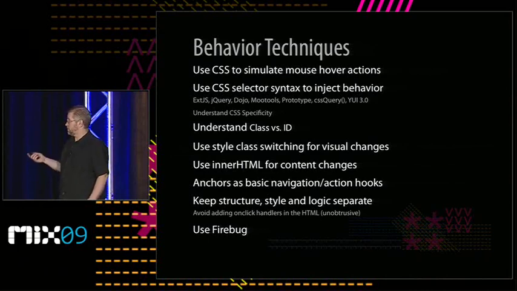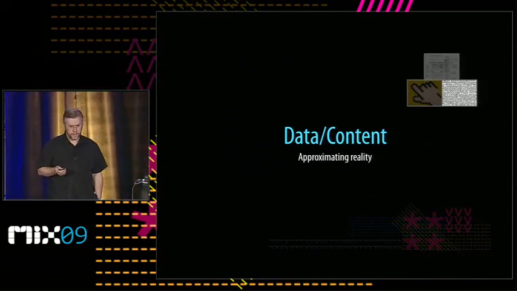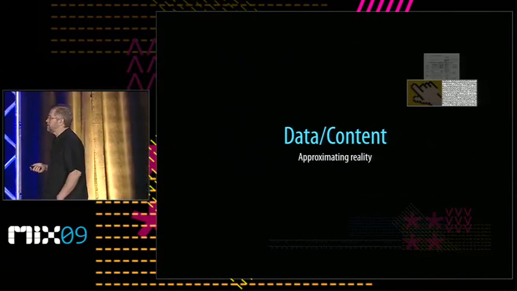And the style class switching, the inner HTML, which you can use in jQuery, set HTML, I think is what it's called, or it's HTML. And then using anchors as A tags. Anchors is basic navigation action hooks. And then all these other things I mentioned before. So we'll wrap up here kind of quickly with the data and content.